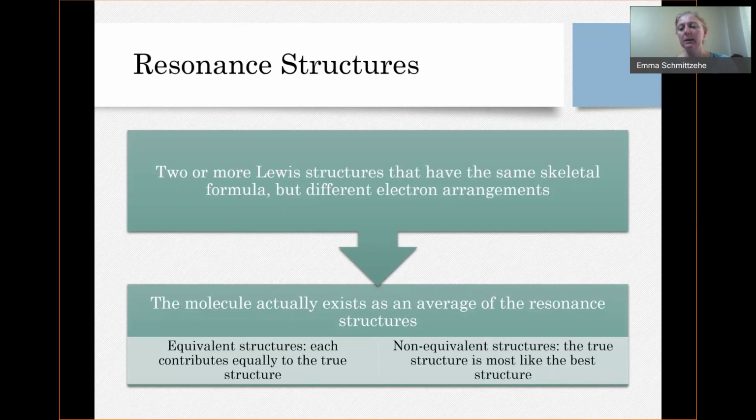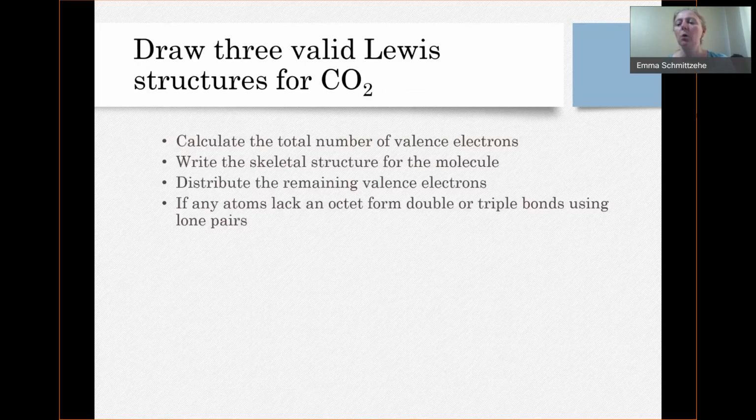So let's look at some examples to help understand this a little better. Here I say draw three valid Lewis structures for CO2. There's actually three possible Lewis structures. We're going to go through the basic procedure for drawing a Lewis structure. If you follow these steps in order, it should get you to a valid Lewis structure. You may not initially find the best one, but that's okay. Valid is what you need, meaning it needs to have the right number of electrons and everything needs to have an octet, unless you're talking about hydrogen.